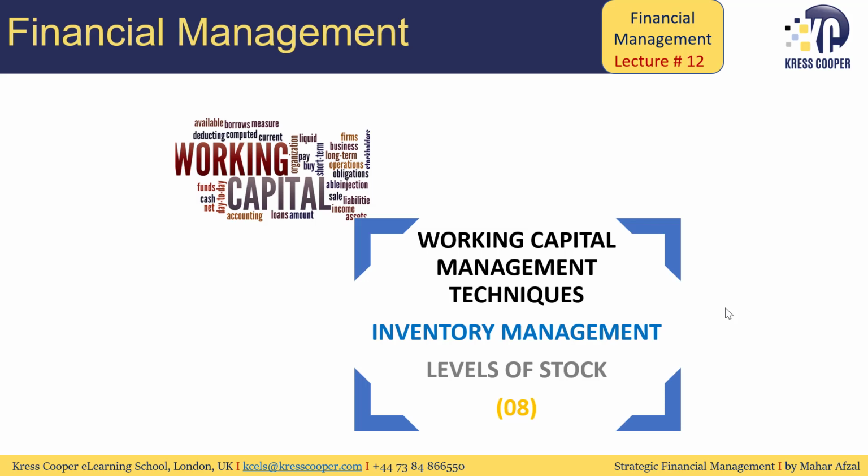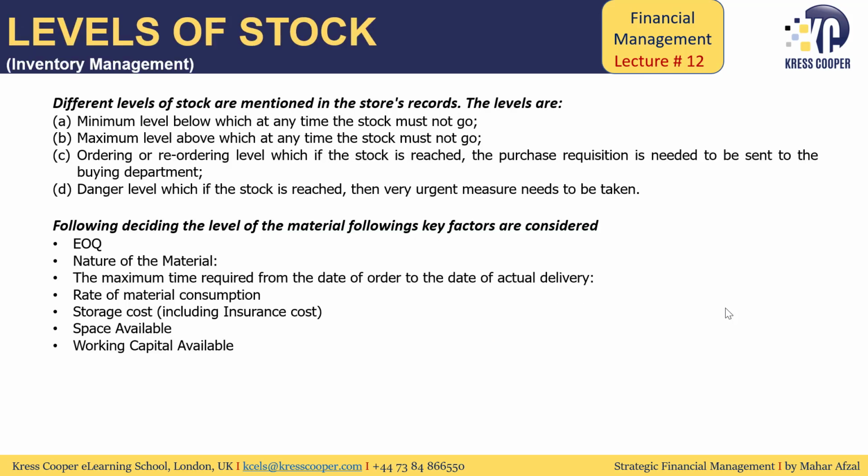This is our 12th lecture on strategic financial management, and our 8th lecture on working capital management. We are discussing today inventory management, and under inventory management we will discuss levels of stock. In each organization, different levels of stocks are maintained. These are the minimum level of stock, maximum level of stock, reordering level, and danger level.